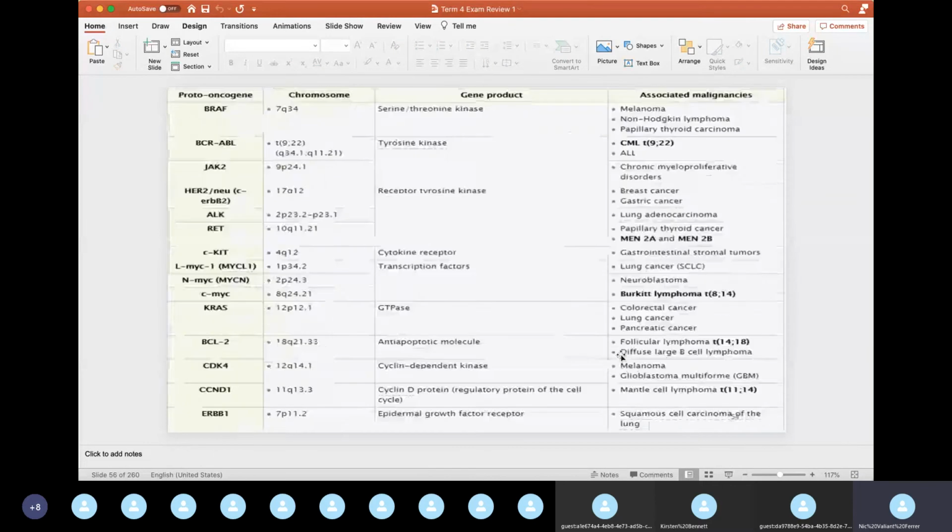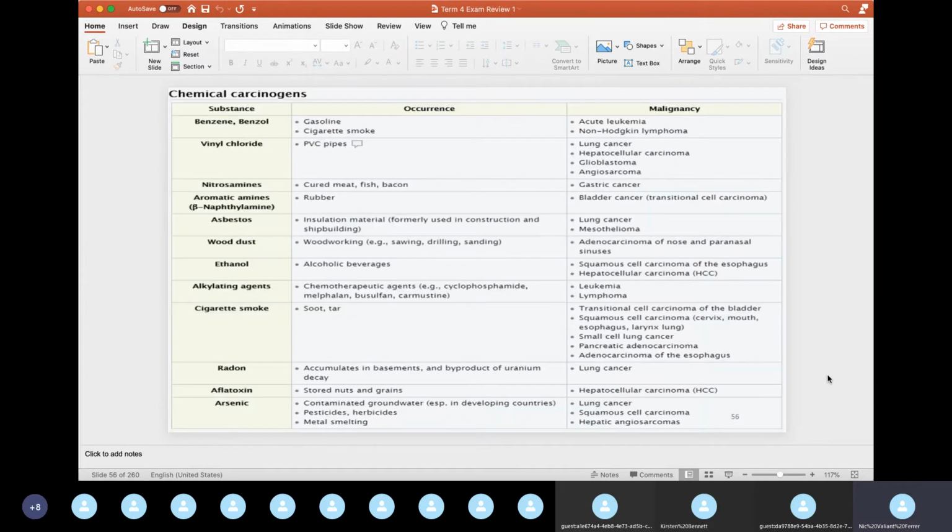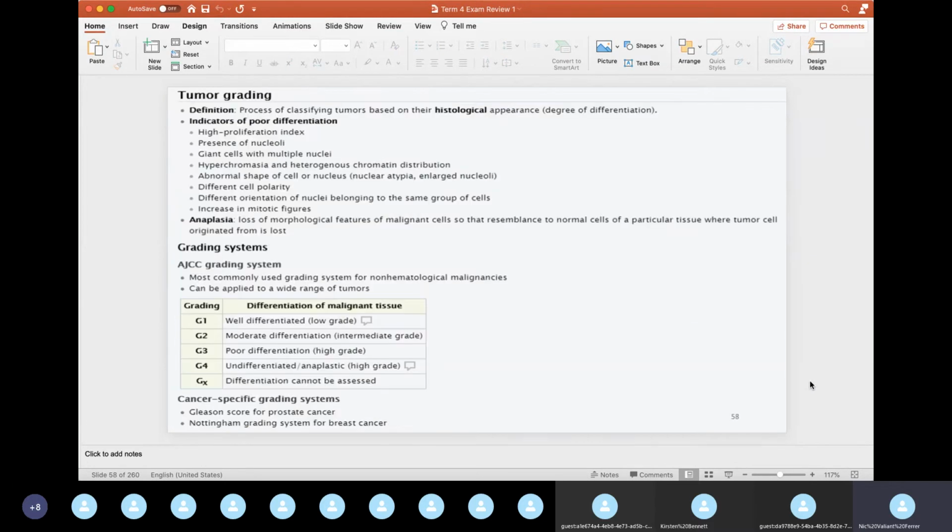So this table, right, starting from here, please know them by heart. Know proto-oncogenes. In the USMLE, there are some questions about chromosomes now. So I think it would be good for you now to know the chromosomes that are involved, okay? Know the gene product and the associated malignancies. Again, here also for your tumor suppressor genes, know the gene, the chromosome, the gene product, and some associated malignancy. Chemical, the substance, occurrence, and malignancy. So everything here is high yield. Please know them by heart.